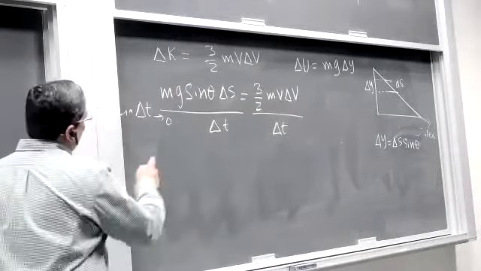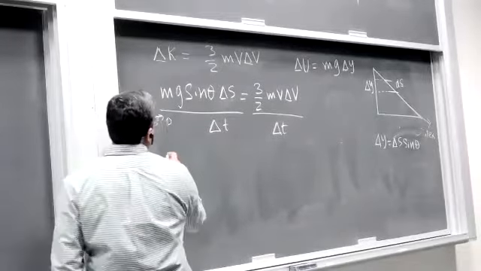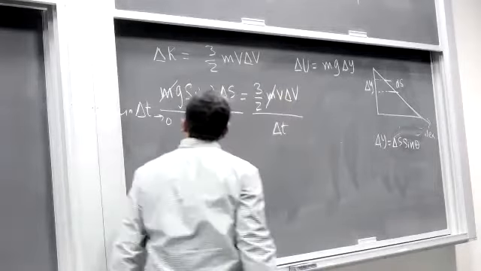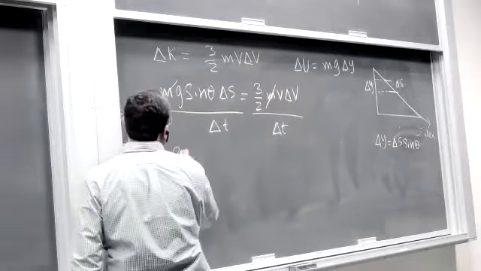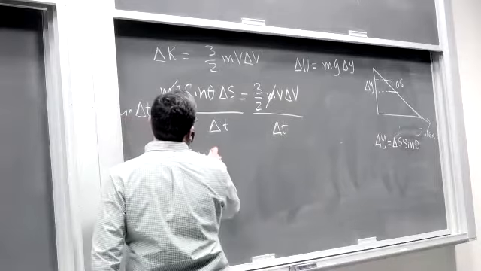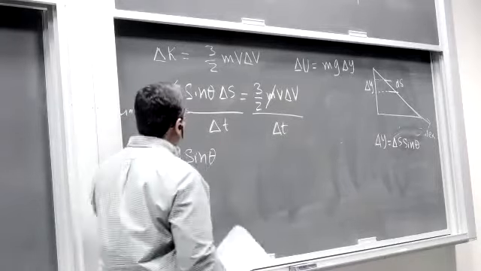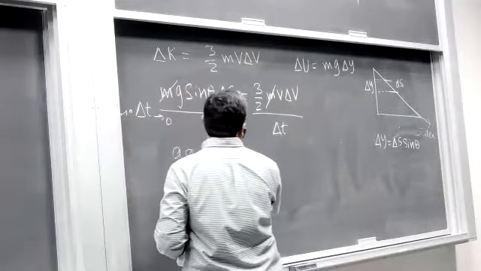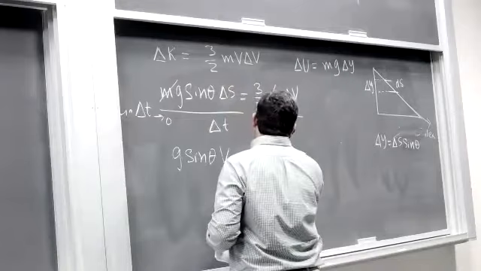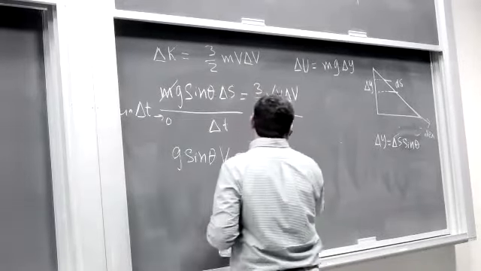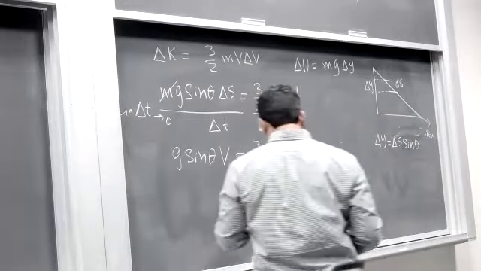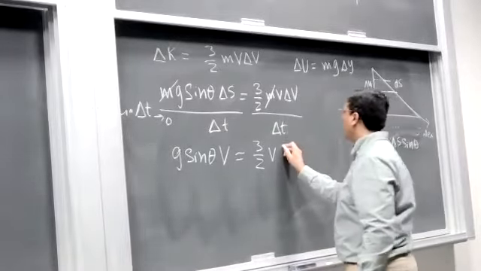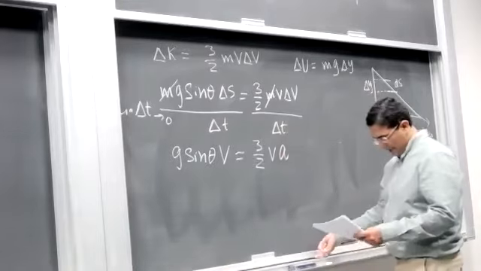So if you take the limit on both sides, delta t going to 0, what does this become? Before I do that, let's cancel masses on both sides. So what do we get? g sin theta. What is delta s over delta t? V. And what is delta v by delta t? Acceleration.